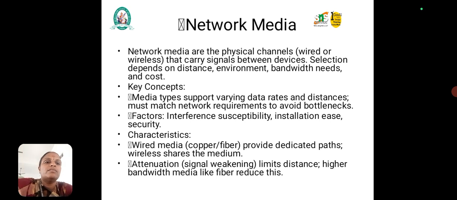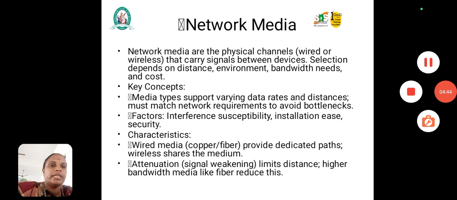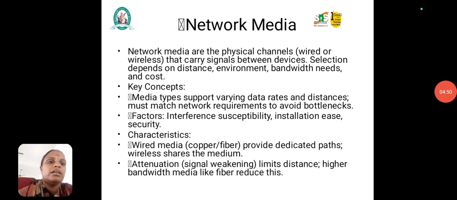Network media are the physical channels, wired or wireless, that carry the signals between the devices, and selection depends on distance, environment, bandwidth needs and cost. Key concepts: media types support varying data rates and distances and must match the network requirement to avoid bottlenecks. Factors: interference, accessibility, installation ease, security. Characteristics: wired media provide a dedicated path, wireless shares the medium, attenuation limits the distance, and higher bandwidth media like fiber reduce this.